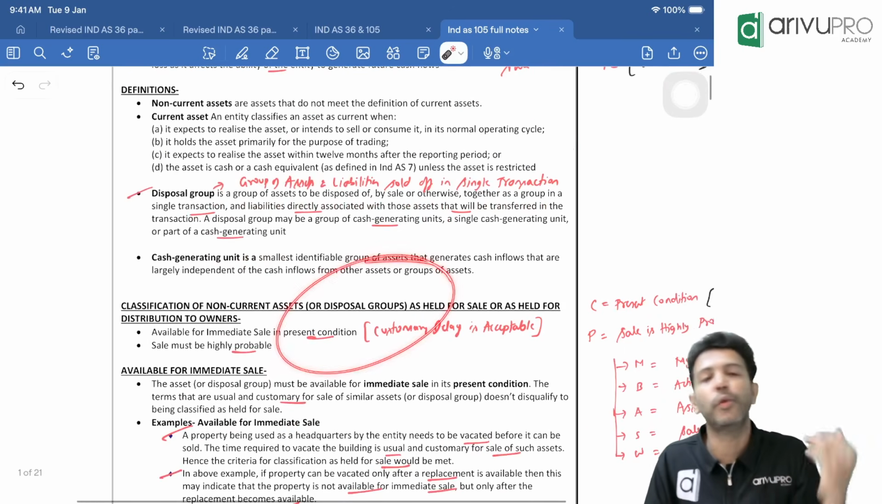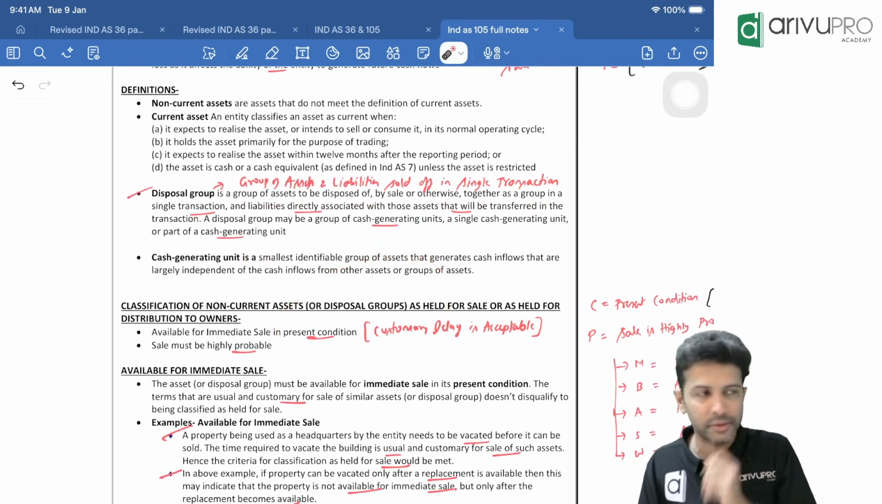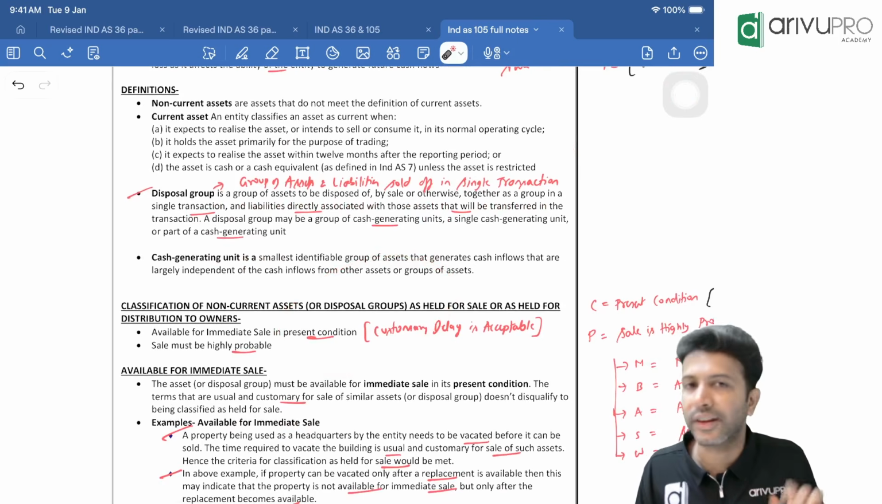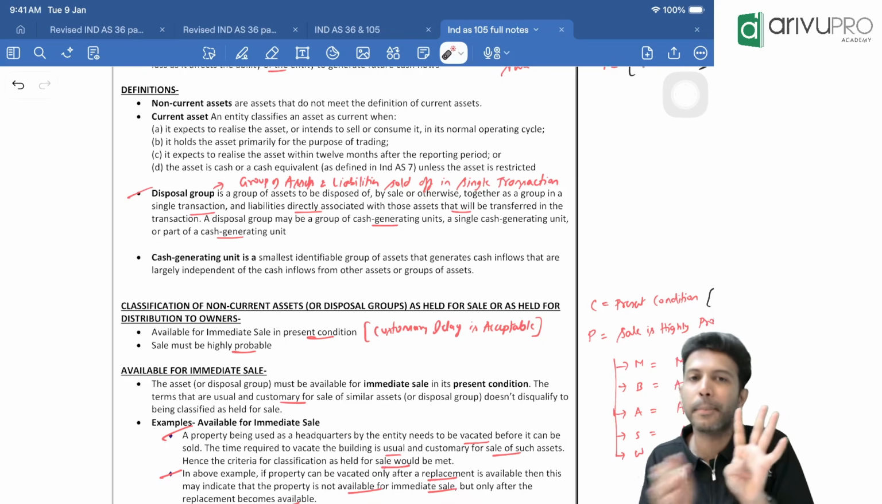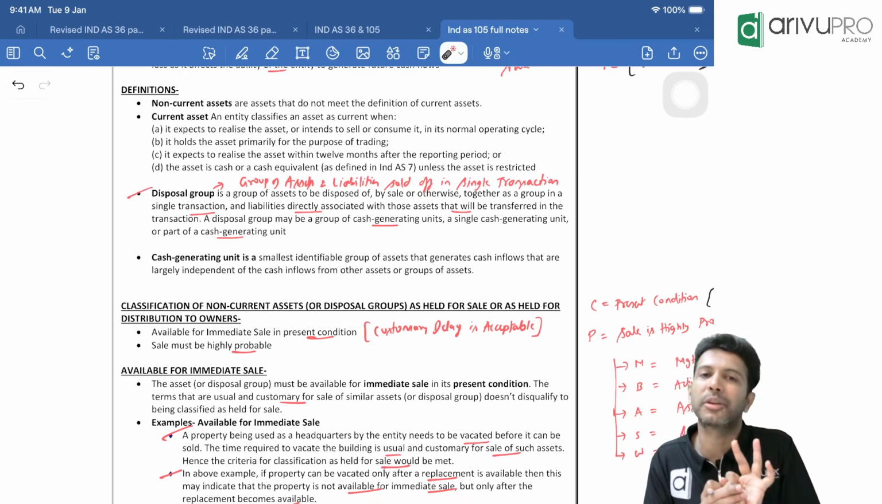Okay. Now, if you want to apply Ind AS 105 provision, 2 main conditions should be satisfied. What is that? The asset should be sellable in present condition and the sale must be highly probable.